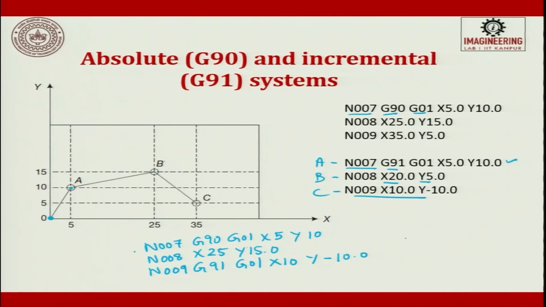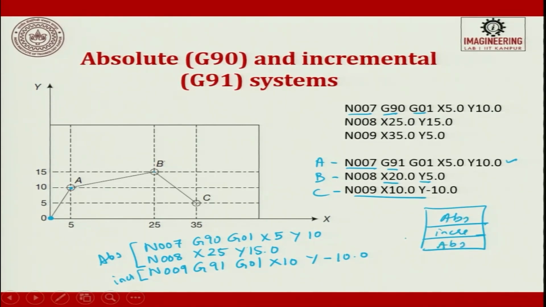So, in the same program I have used absolute and converted to incremental. This is possible. I have just made one block incremental. In your program you can write half of the program in absolute, half in incremental, and then once again in absolute, to meet your comfort zone.